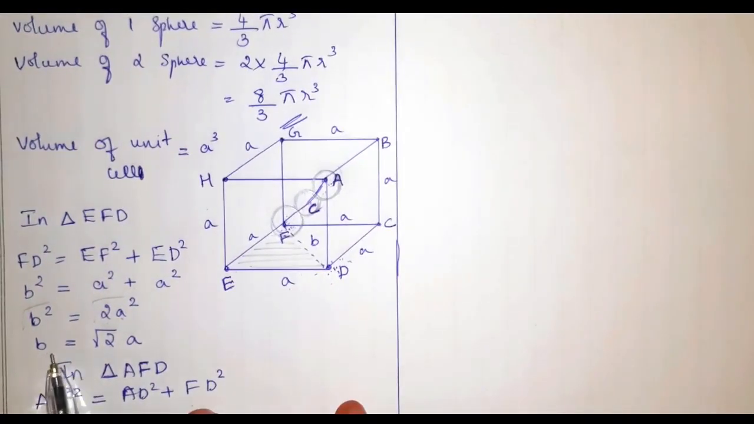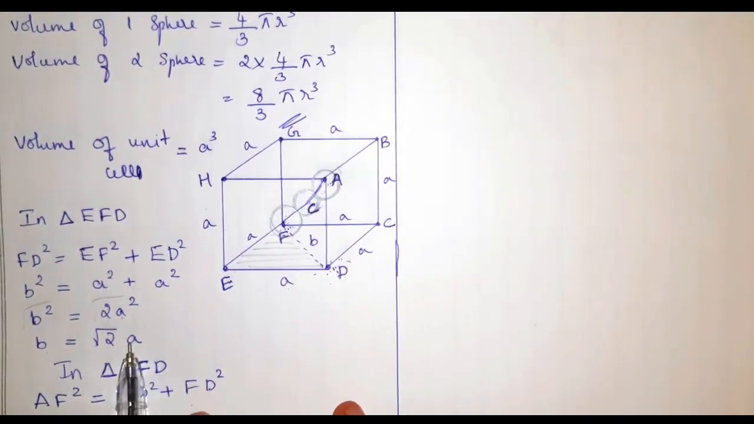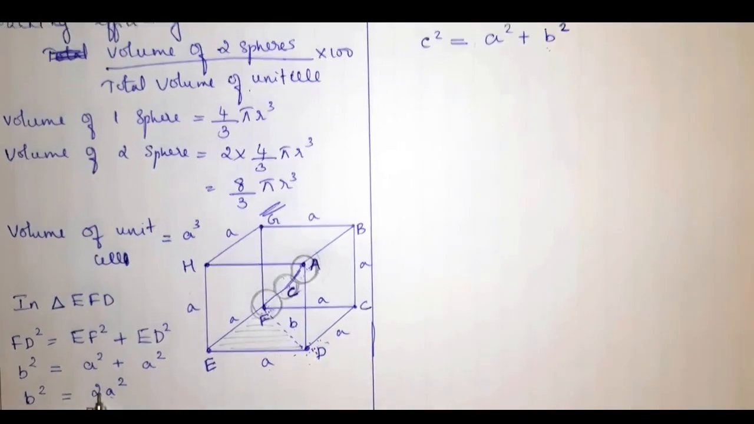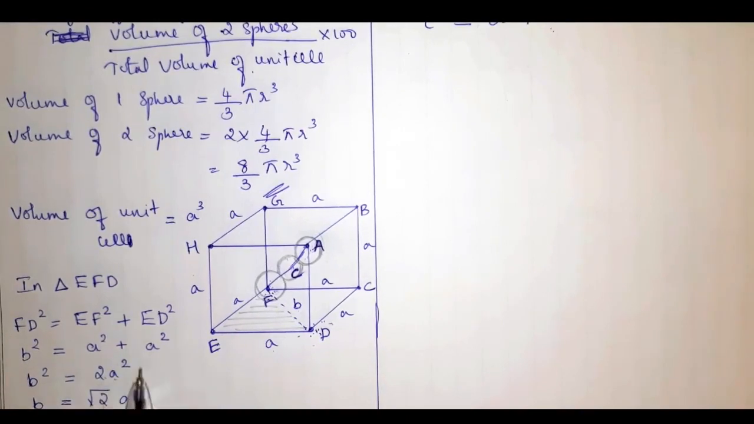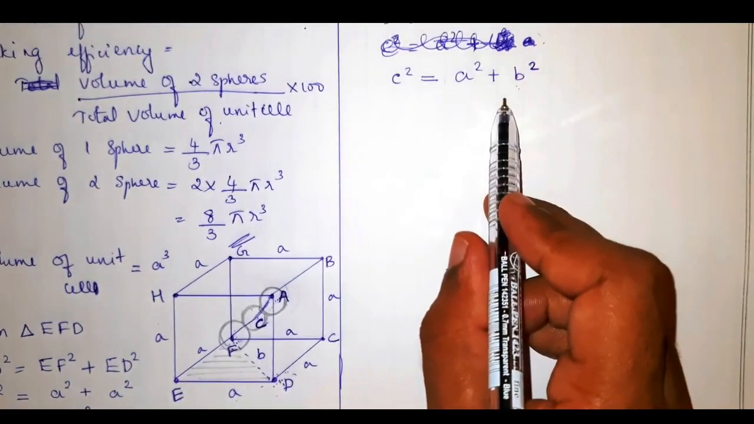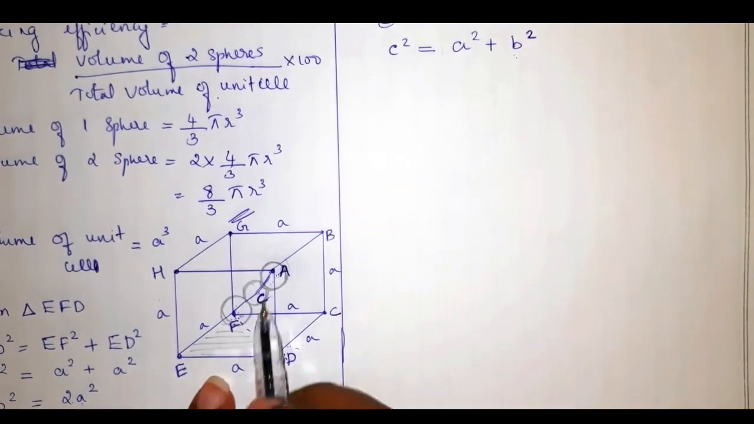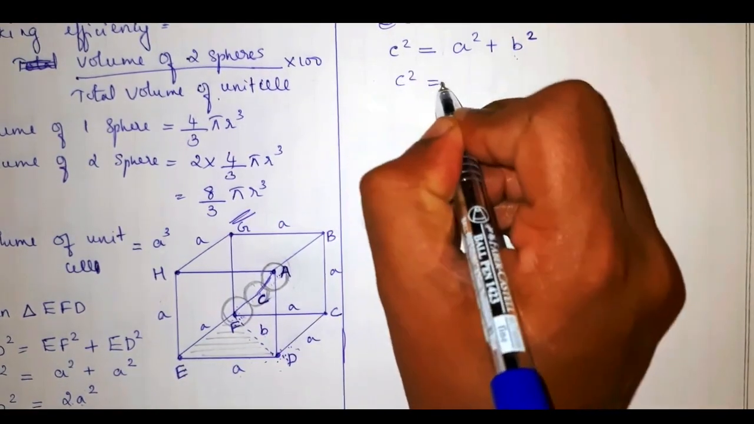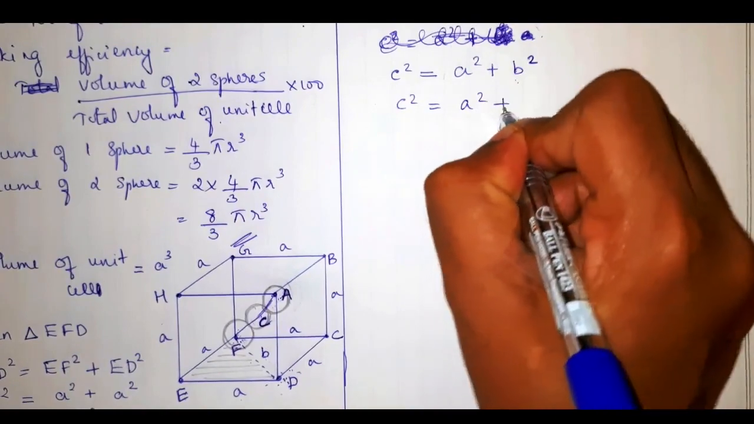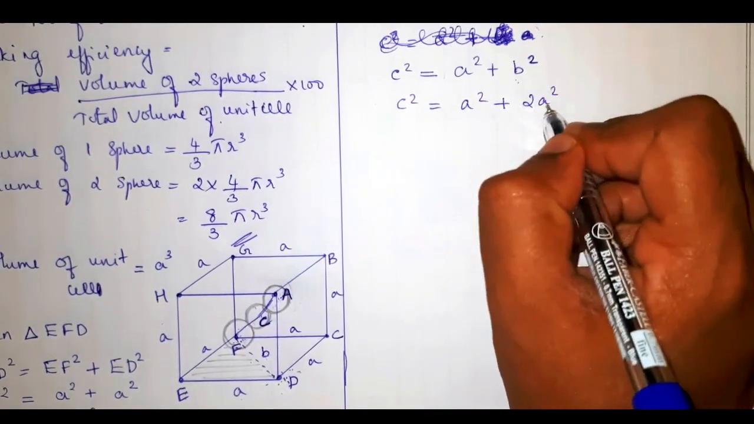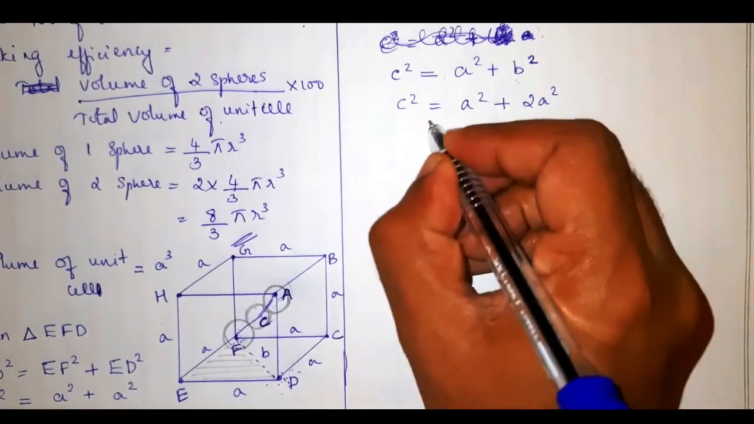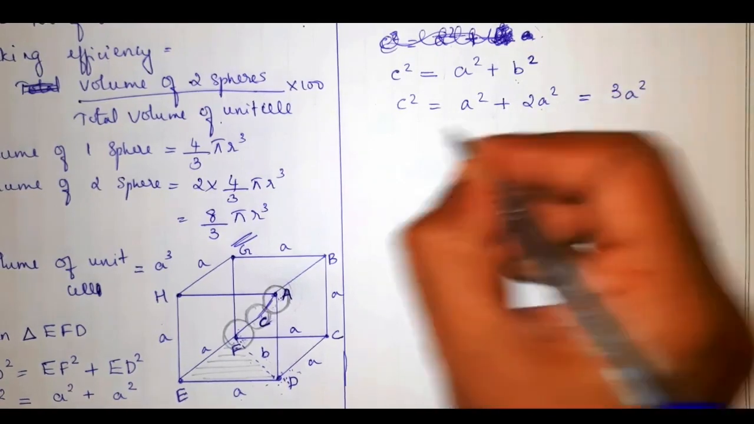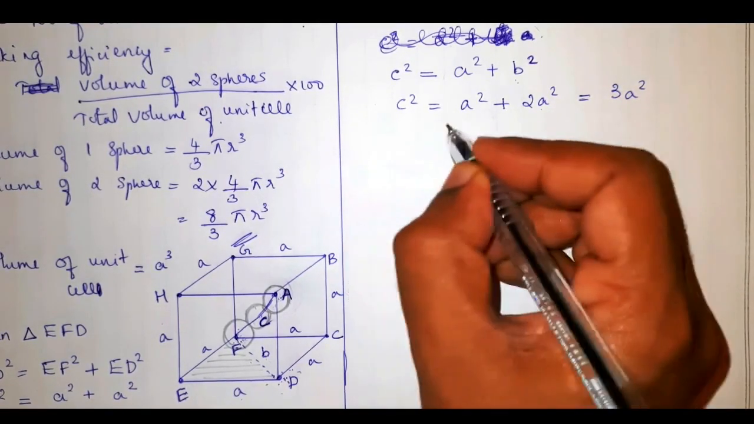You can see here B is equal to root 2A. We have B square here. So B square is equal to 2A square is written here. This is B square is equal to 2A square. So this value you have to substitute here. That is why we have taken two triangles here, just to get a substitution for B. So you'll write it as C square is equal to A square plus 2A square, since B square is 2A square. So what you will get? C square is equal to A square plus 2A square, which is 3A square. So you'll get C square is equal to 3A square.